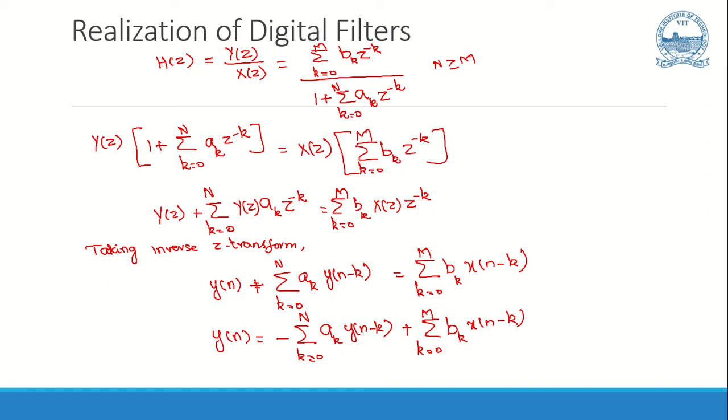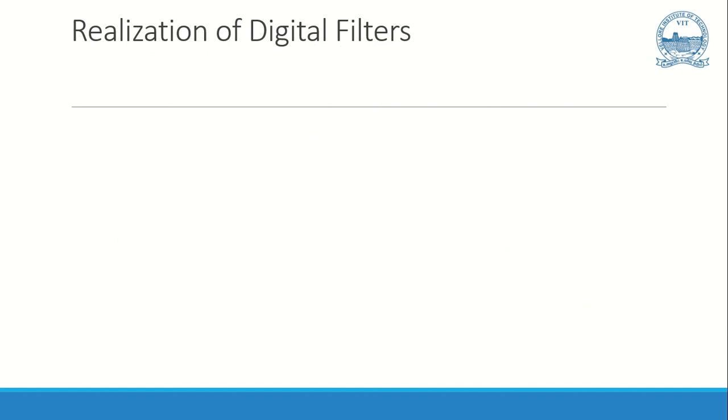Okay, so in this way only this y of n is being taken. Now how is this expression realized in hardware? That is our task. Let me take the first one, the direct form 1 realization.